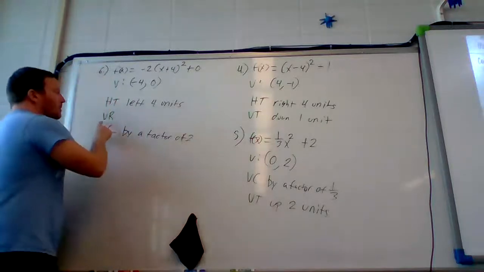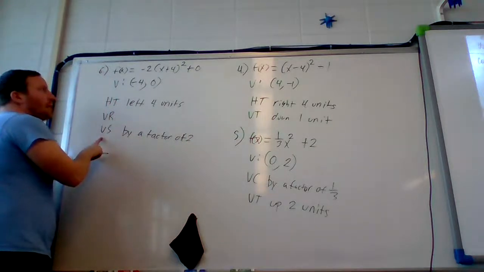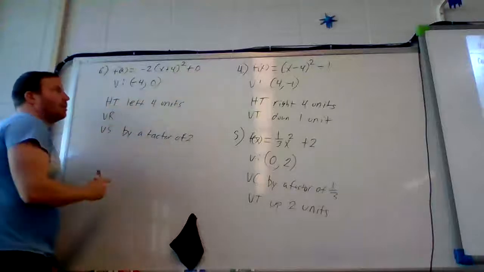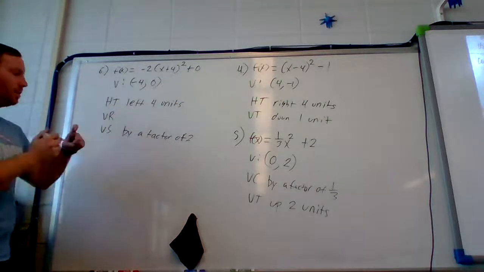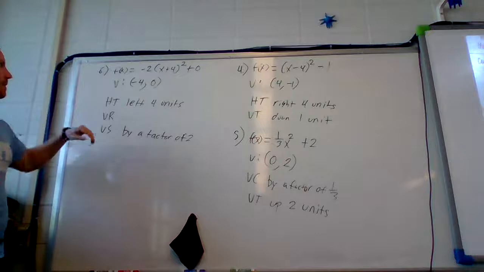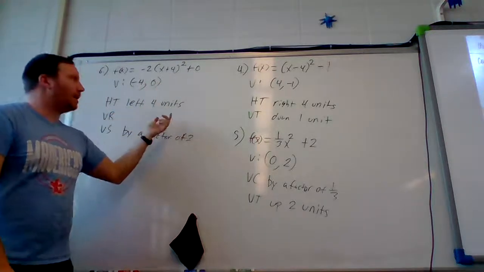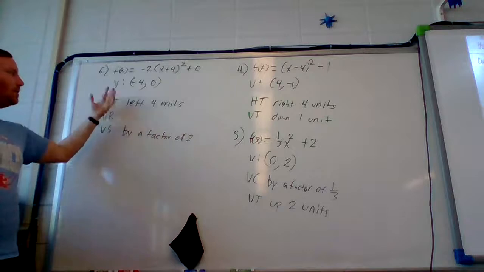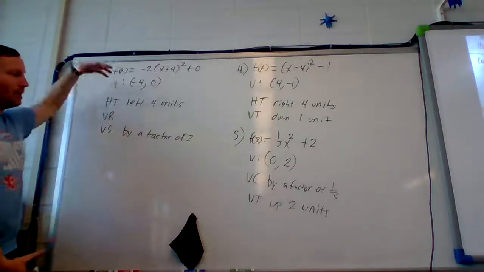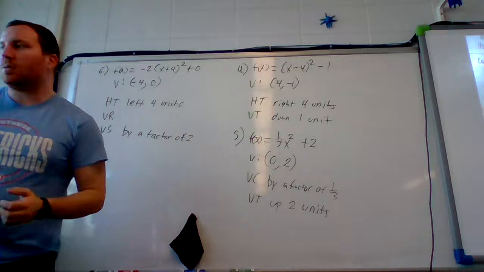Not just that vertical reflection, but we also stretch. And then our k value is 0, so we don't have any translations up or down. So again, that's based off of our parent function of y equals x squared. We've shifted to the left, we've reflected, and we've stretched that graph by a factor of 2.